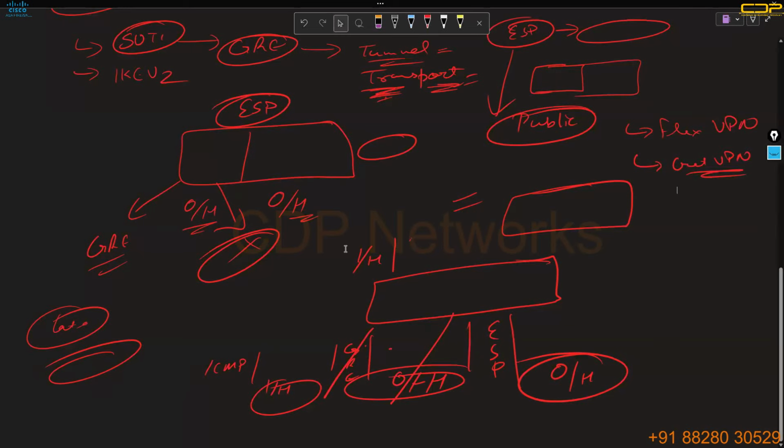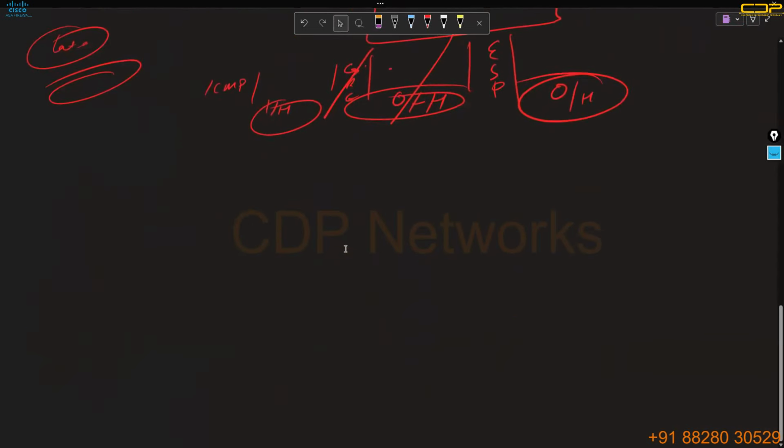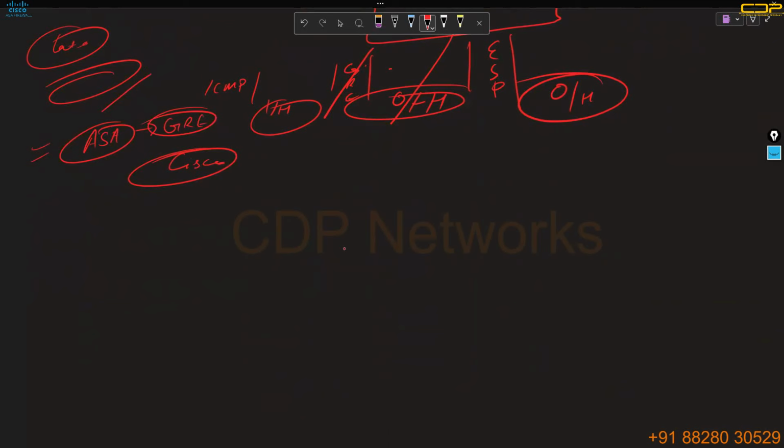Okay, basically on the ASA, we will not be able to perform this DMVPN GRE. We will do it on the Cisco routers, as our ASA device doesn't support GRE. But it comes under the GRE label, because here in the ASA, the core topics are VPN and NAT.